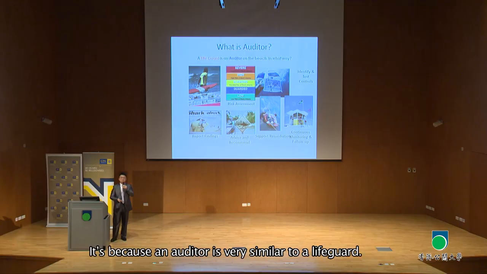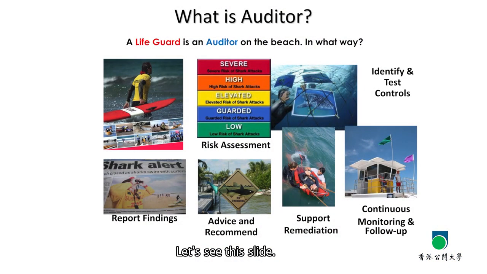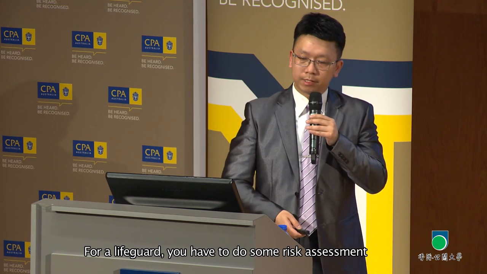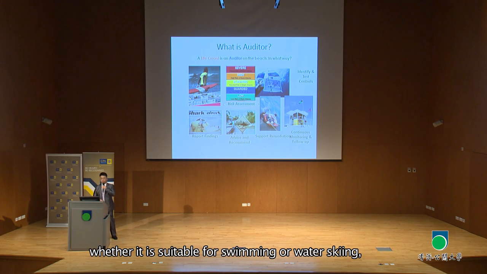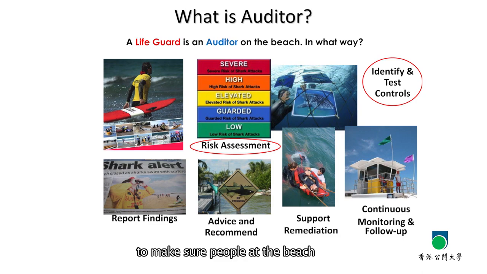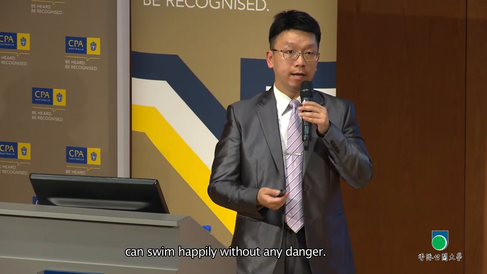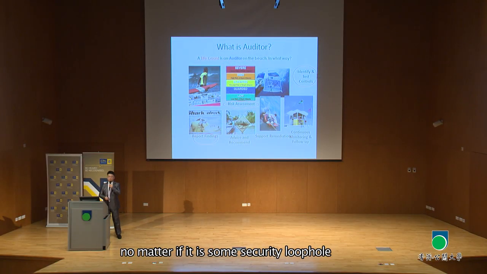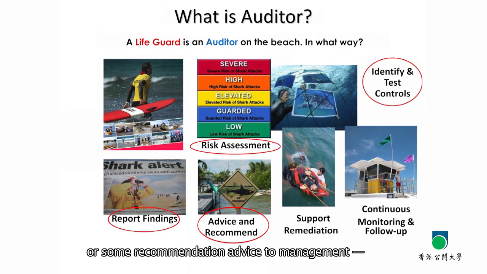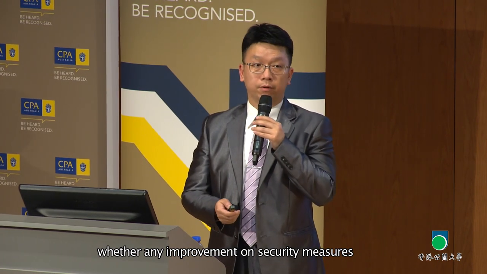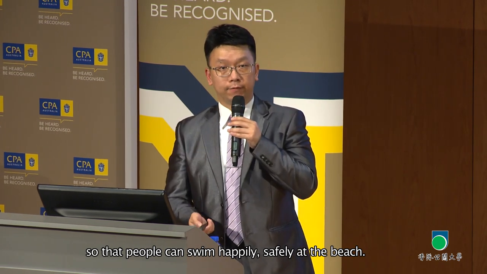So why did I prepare this example? Because an auditor is very similar to a lifeguard. In what way? Let's see this slide. First of all, no matter whether you are an auditor or a lifeguard, you have to do some risk assessment. For a lifeguard, you have to do some risk assessment about the environment of the beach and see whether it is suitable for swimming or water skiing. And then he has to identify and test any controls to make sure people at the beach can swim happily without any dangers. And then he has to report the findings, no matter whether it is some security loophole or some recommendation and advice to management, to his manager, about the real situation of the beach, and whether any improvement on security measures is needed so that people can swim happily and safely at the beach.